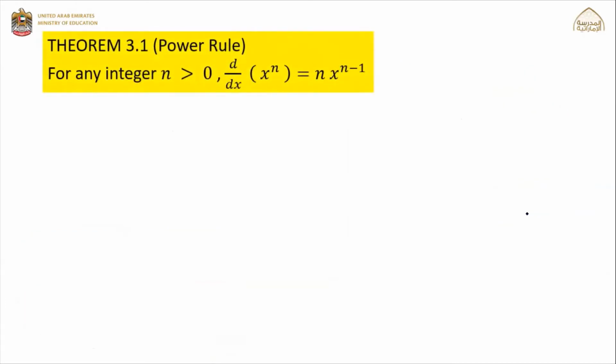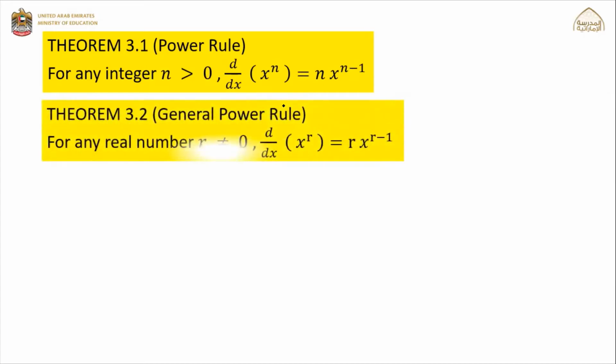Theorem 3.1, power rule. For any integer n greater than 0, d by dx of x to the power n equals n x to the power n minus 1. That means the power is falling, and after that I make a subtraction of 1 from n, so it's n minus 1. So n x to the power n minus 1 is the derivative.